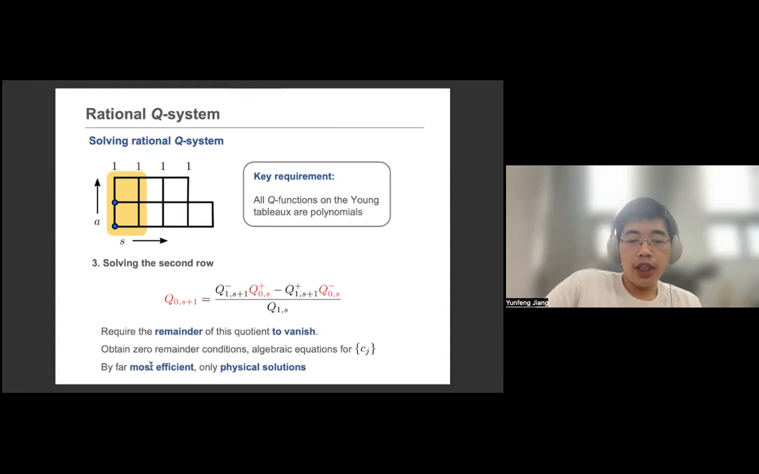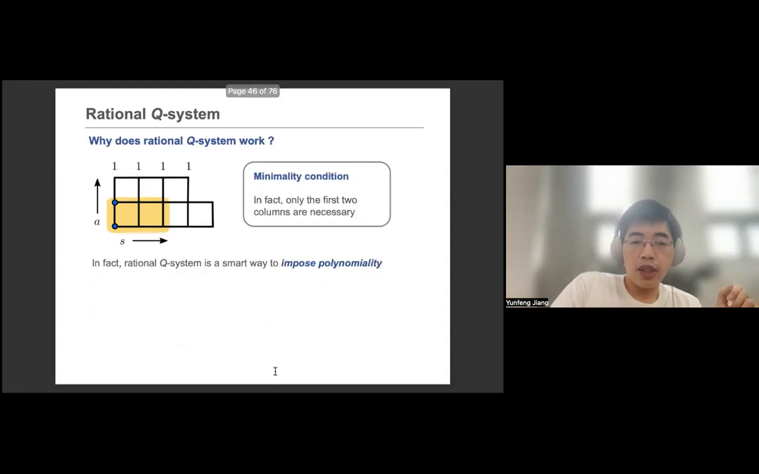You will see that although the description of this procedure is somewhat complicated, it's not so hard to implement. And it is by far the most efficient way to solve Bethe equations for a finite system. It gives you only the physical solutions. There are no repeated roots. There are no singular non-physical solutions. So only the physical ones.